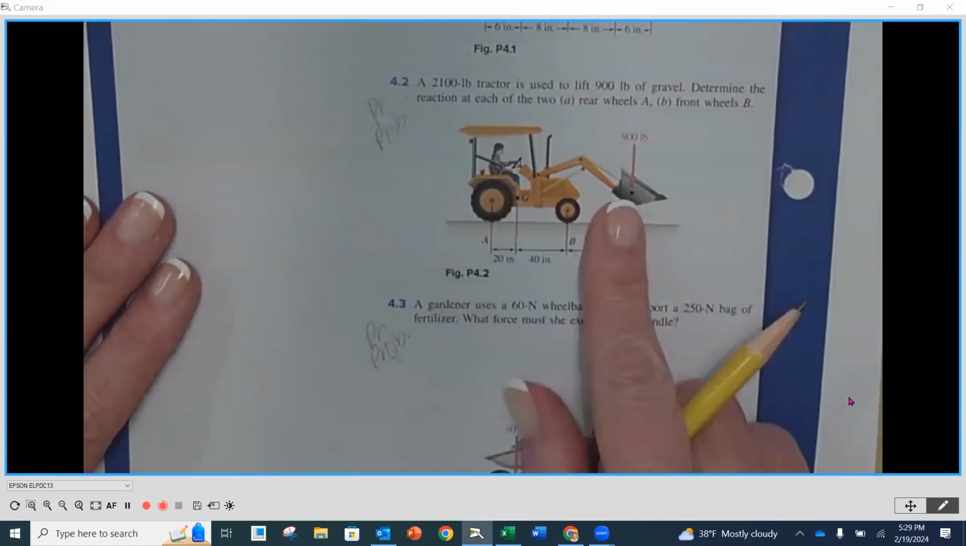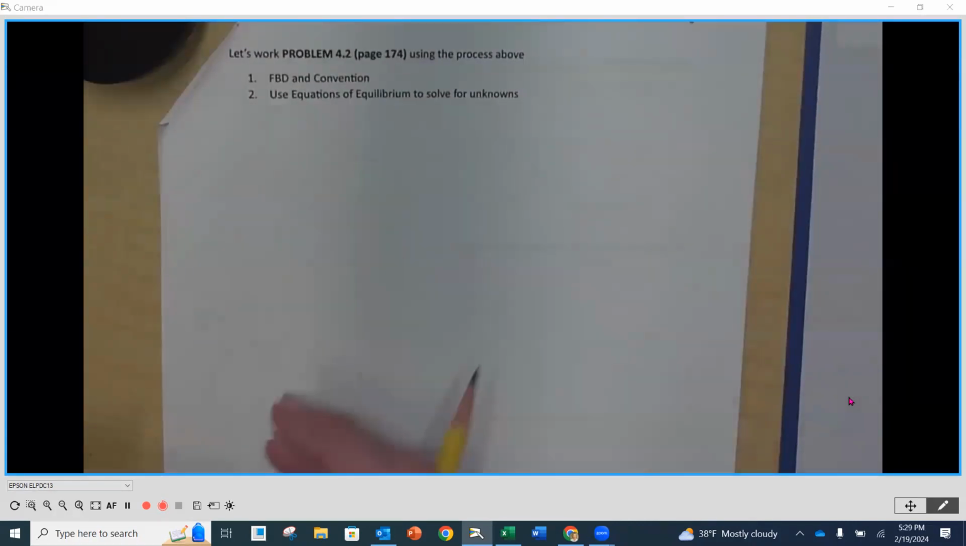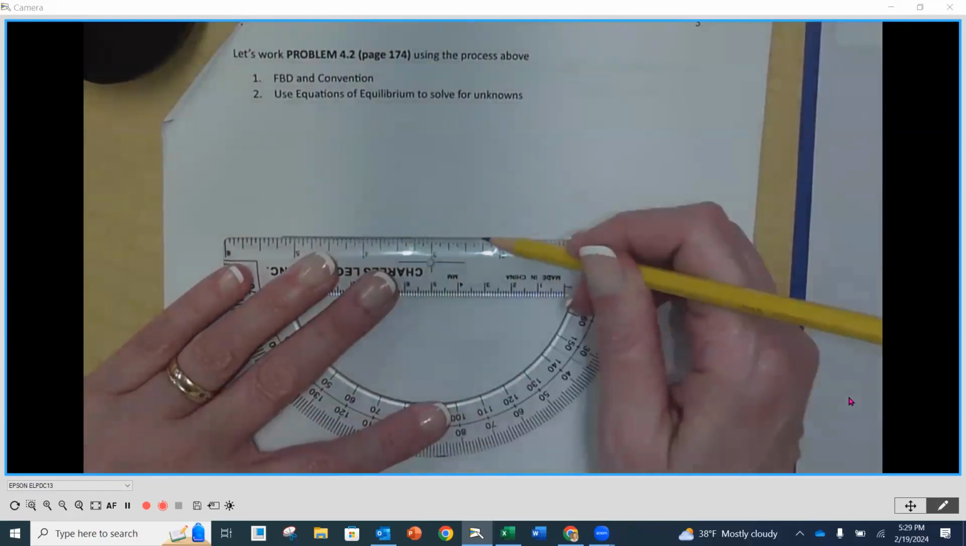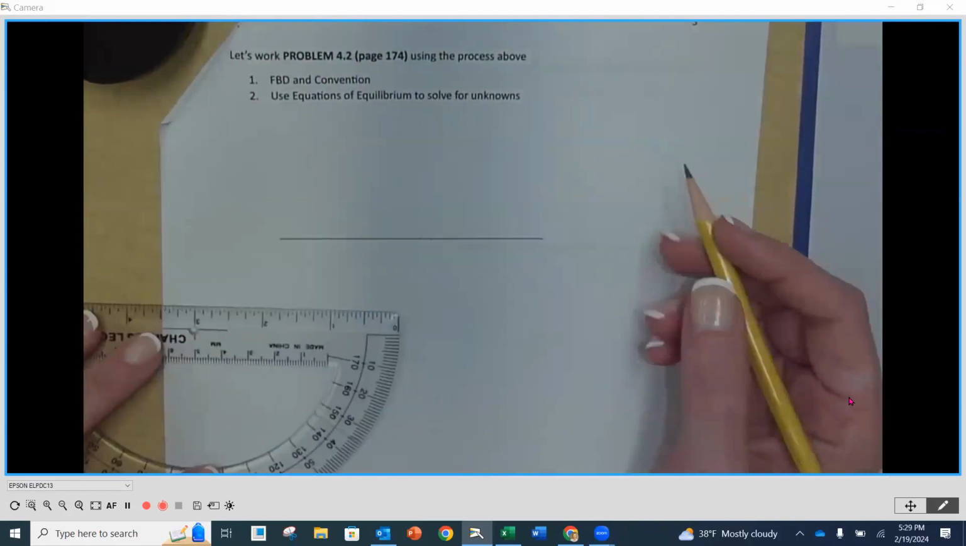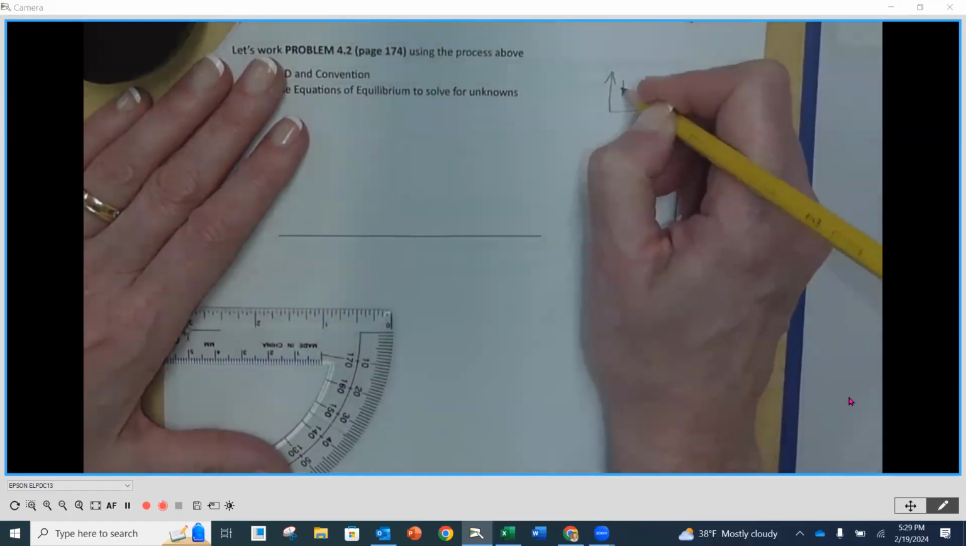So that's what we're going to do. We're going to draw the free body diagram here, so we'll do this together. At the top, it says, let's work this problem. So, free body diagram and convention first. I'm simply going to draw, like I told you, a straight line, and put my convention in the upper right-hand corner here.